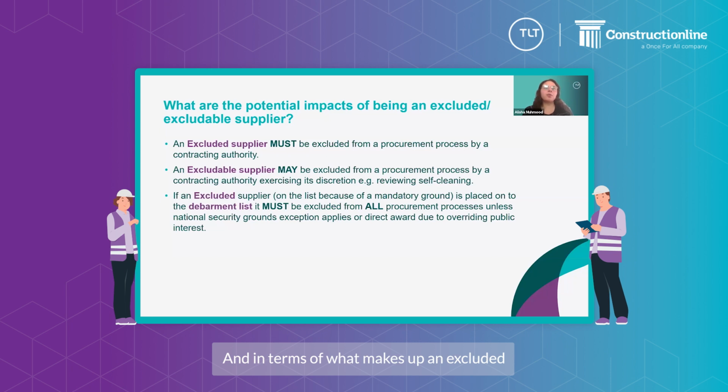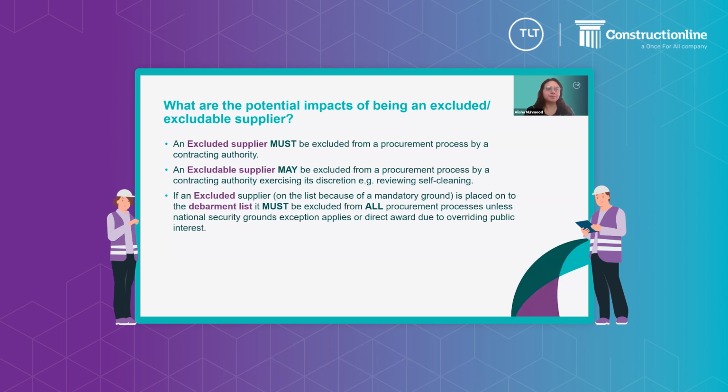And in terms of what makes up an excluded or an excludable supplier, in summary, this is where either a mandatory or a discretionary ground applies and the authority considers that the circumstances giving rise to the ground are continuing or likely to occur again. That's what makes you an excluded or an excludable supplier. It's also worth noting that you can be considered an excluded or an excludable supplier if you are placed on the debarment list by virtue of a ministerial decision, which we will talk about later on in this session.